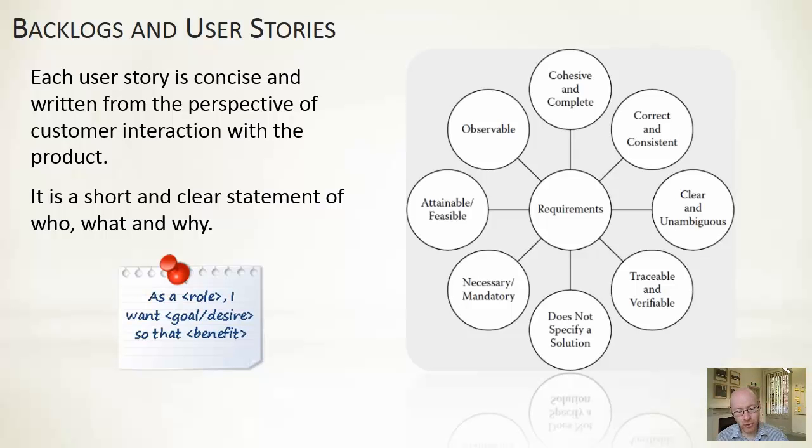So you identify a role, you identify a goal or what is desirable, and you provide the business benefit from that. And it is only intended to be a small snapshot. The image on the right gives you some of the sensible qualities: it should be clear and unambiguous, correct and consistent, cohesive, complete, observable, attainable, things like that. They're all desirables, but it's something that captures in a short form a useful thing for the user and gives the reason why it's useful to the user. That's really what a user story is about.